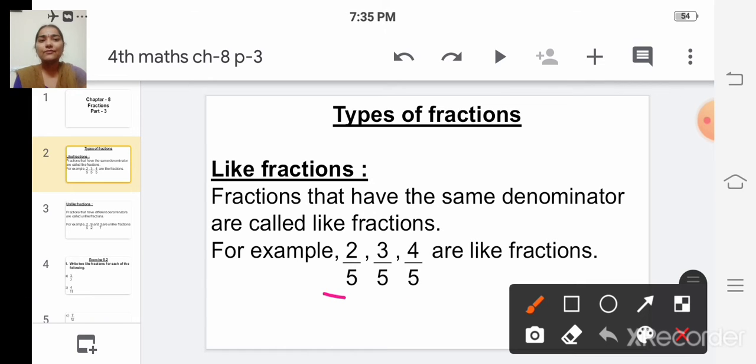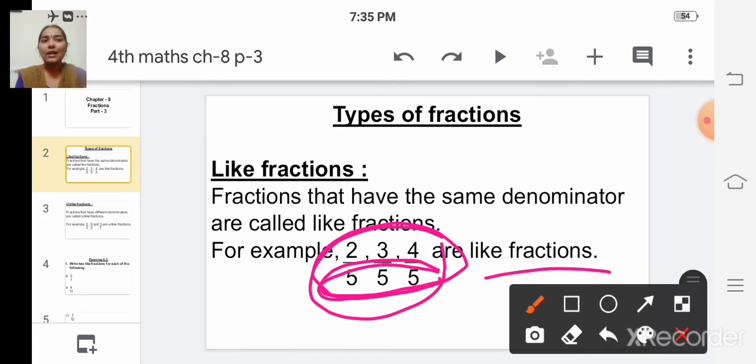So look at these fractions. Denominators are all same, isn't it? So fractions that have the same denominator are called like fractions. So in these fractions, denominators are all same, so these fractions are called like fractions.